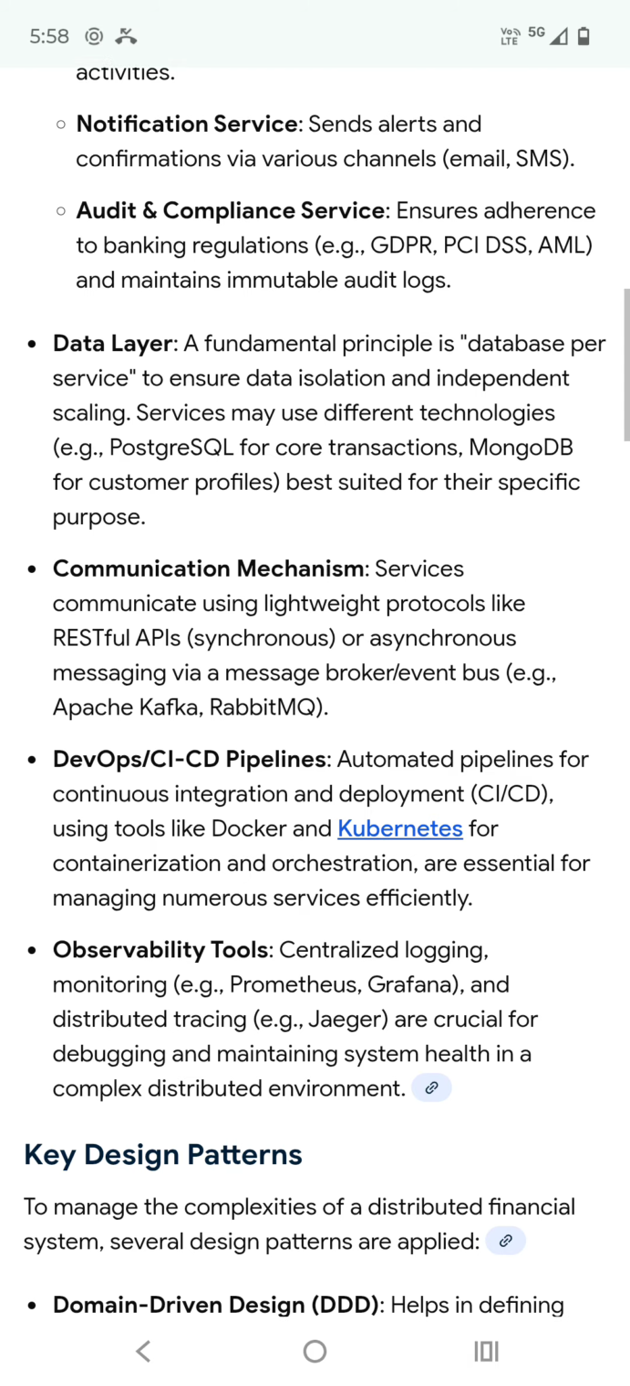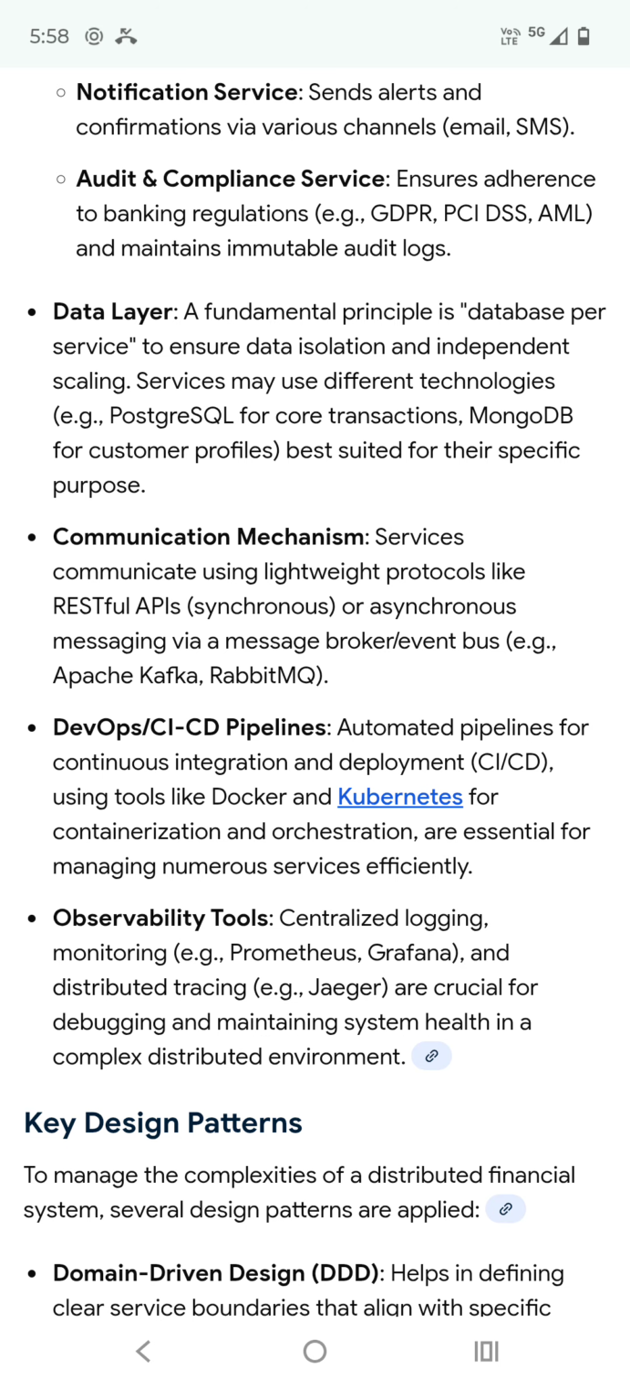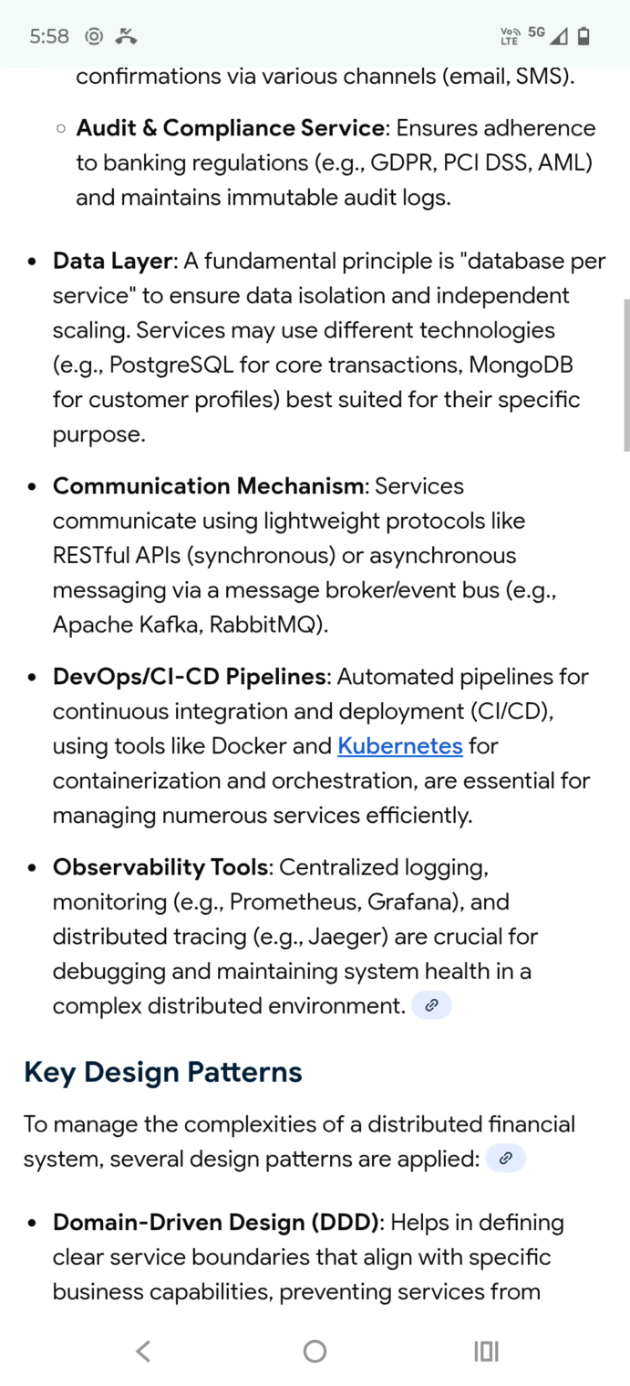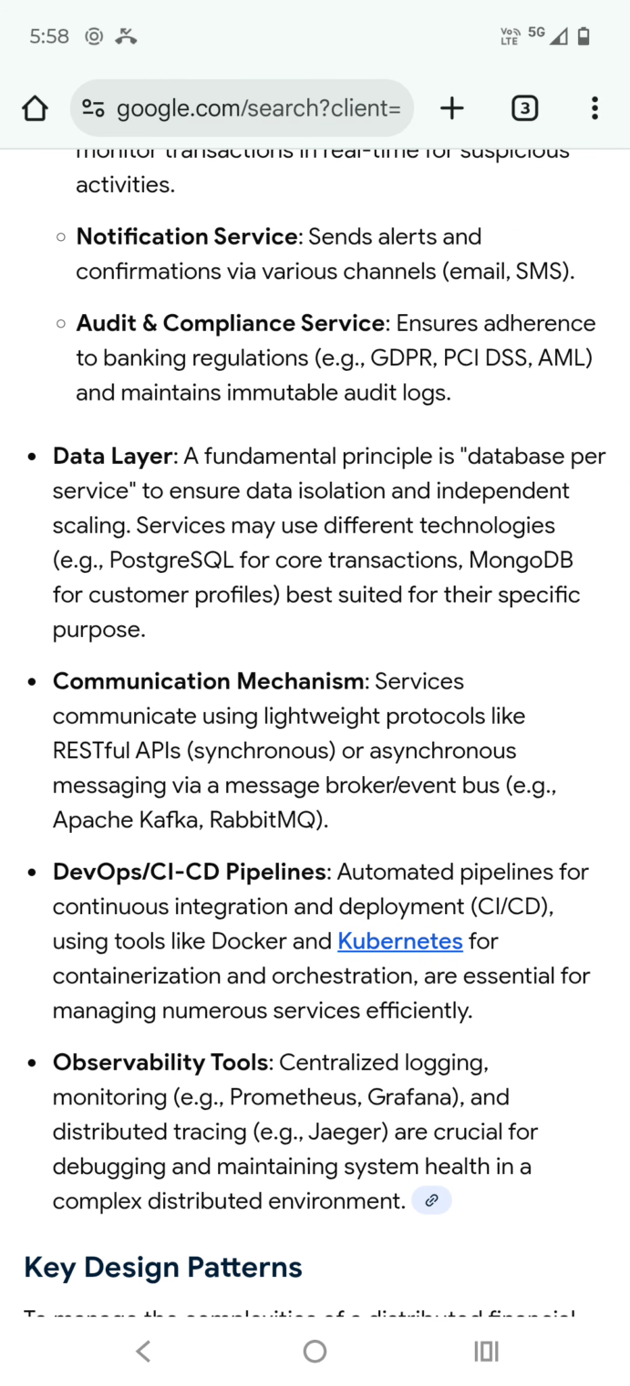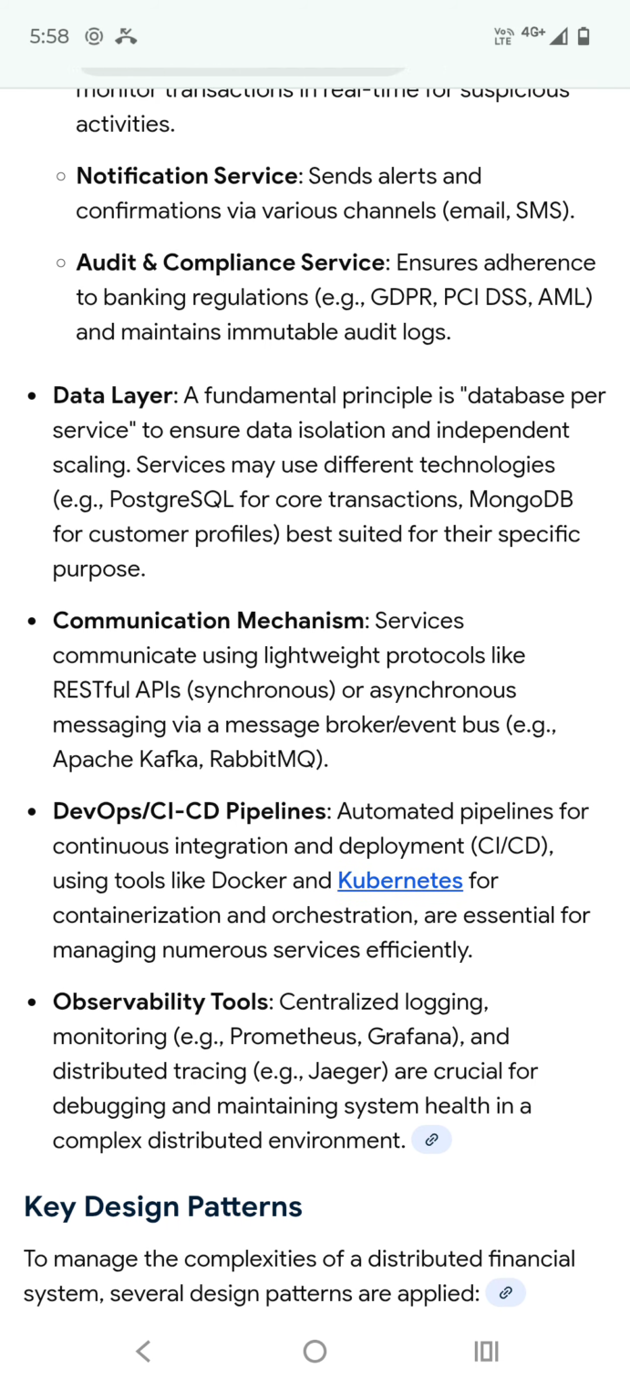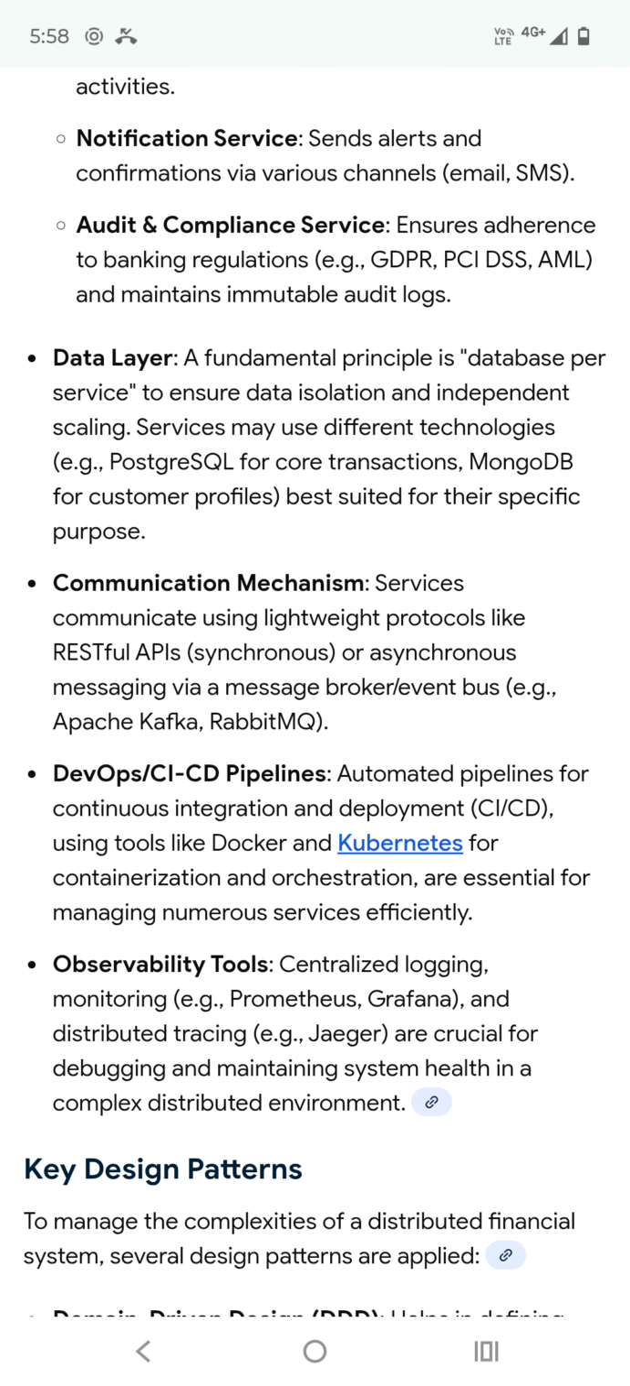But the more complex the system is, the more complex the communication becomes. At that time you may need to go for an asynchronous approach, asynchronous messaging via a message broker or event bus. We have a couple of asynchronous tools: Apache Kafka, RabbitMQ. You see how it happens. Service A wants to communicate with service B. In the middle, we will have an event messaging software. You take a Kafka topic or RabbitMQ queue.